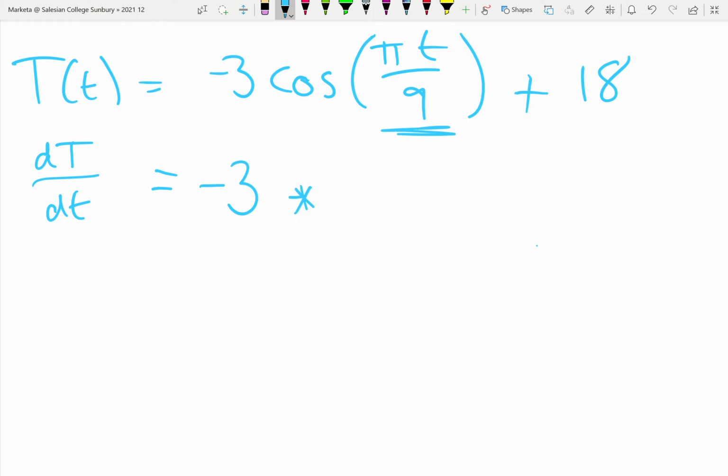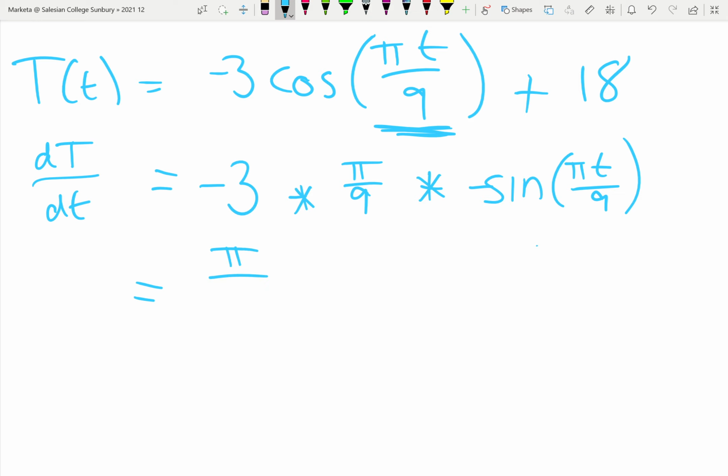Now I'm taking the derivative of this, which is just pi on 9. Fine, and now I'm going to multiply that. If I've already dealt with the negative 3 here, well then the cos is going to turn into negative sine. Okay, that's better. So now the two negatives will cancel as we expected. 3 times pi on 9 is pi on 3. Sine pi t on 9.